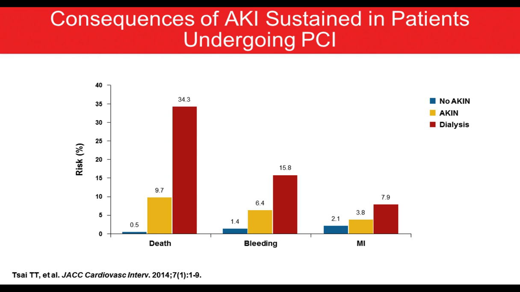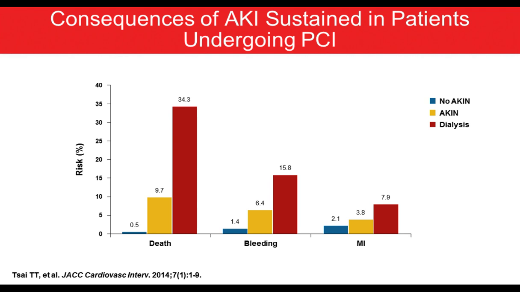Similar results were seen in patients who underwent PCI if they had AKI. This study from 2014 used the NCDR data, where they looked at about 30,000 patients who underwent PCI and compared their in-hospital death, bleeding, and in-hospital MI in patients who had AKI versus those who did not, and versus those who had dialysis. You can see the patients who needed dialysis had significantly higher in-hospital death, bleeding, and MI rates compared to patients who had AKI but did not need dialysis.